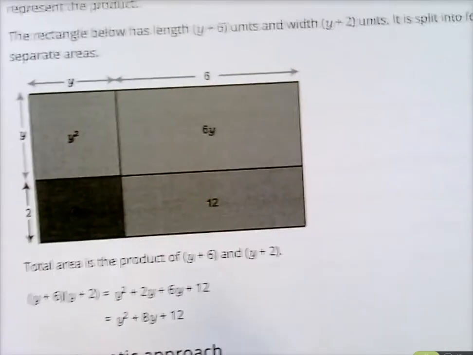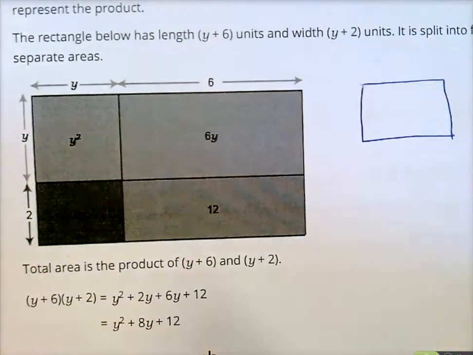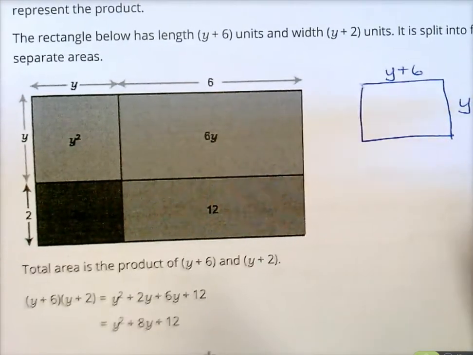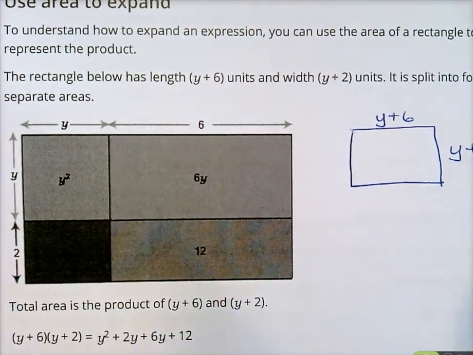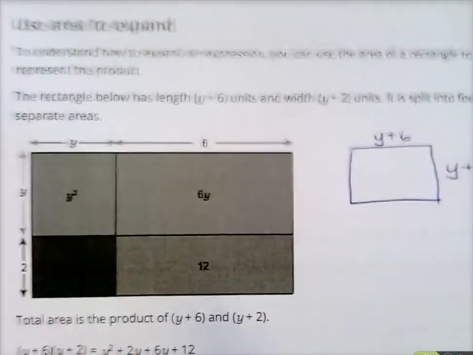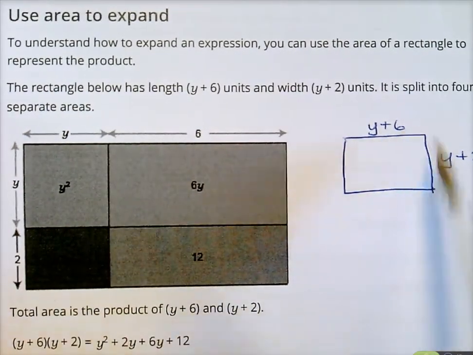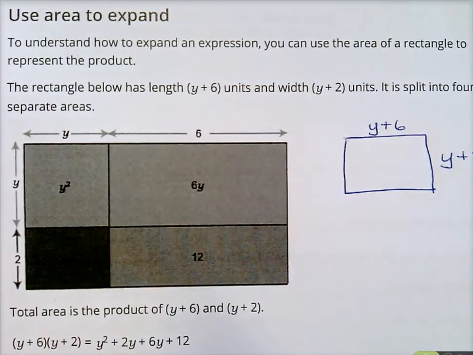Now, what we want to do is, for example, let's say a rectangle has the area of y plus 6 times y plus 2. So to understand how to expand an expression, you can use the area of the rectangle to represent the product. For example, if a rectangle has length y plus 6 and width y plus 2, what we can do is split it up. Now, I'm only ever going to do this once, because the syllabus tells me to show you this way, but we'll never do it like this again.